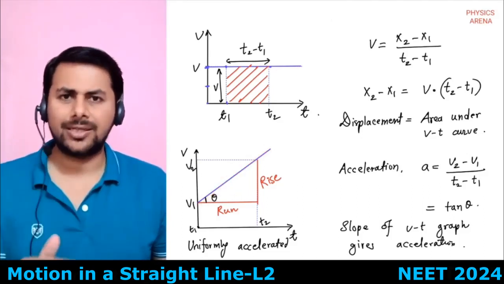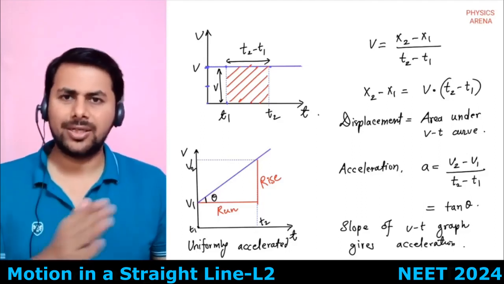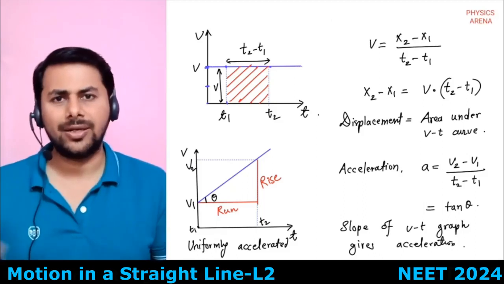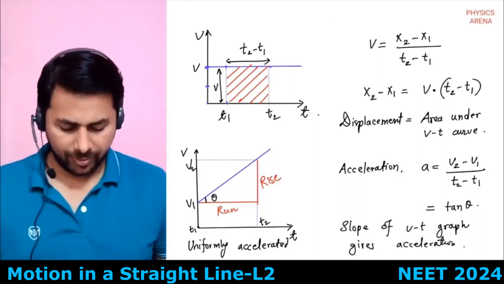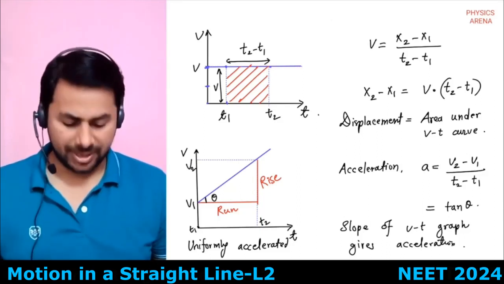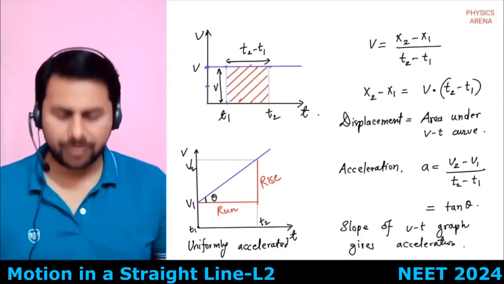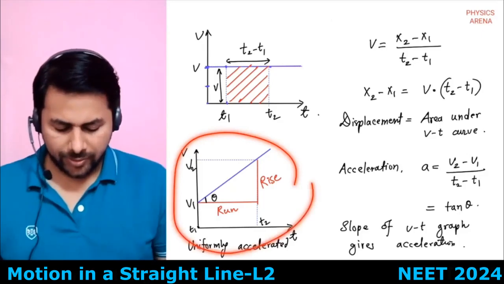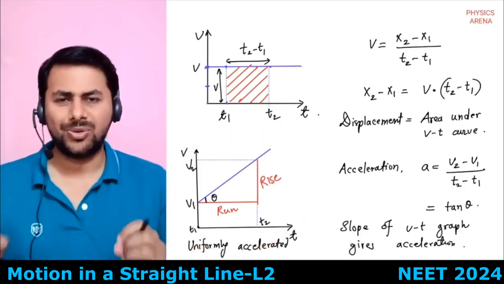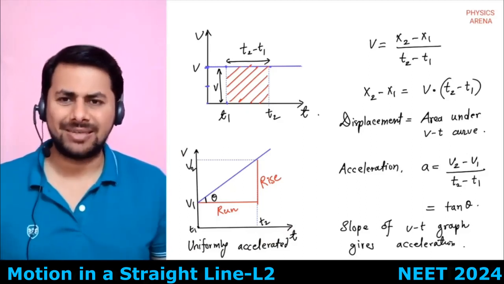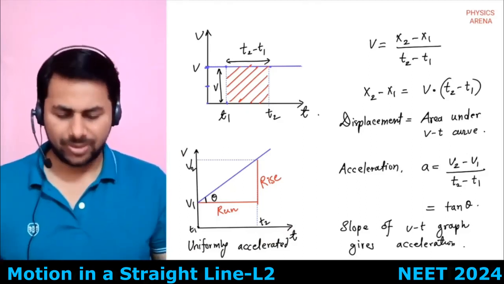By looking at the graph only, you can say what the velocity is at a particular time. If you find the area under the curve, you will get displacement. You will not get a particular position, but you will get displacement. And if you find the slope of the graph, you will get acceleration. So the velocity versus time graph is fully packed with information. Is this clear?